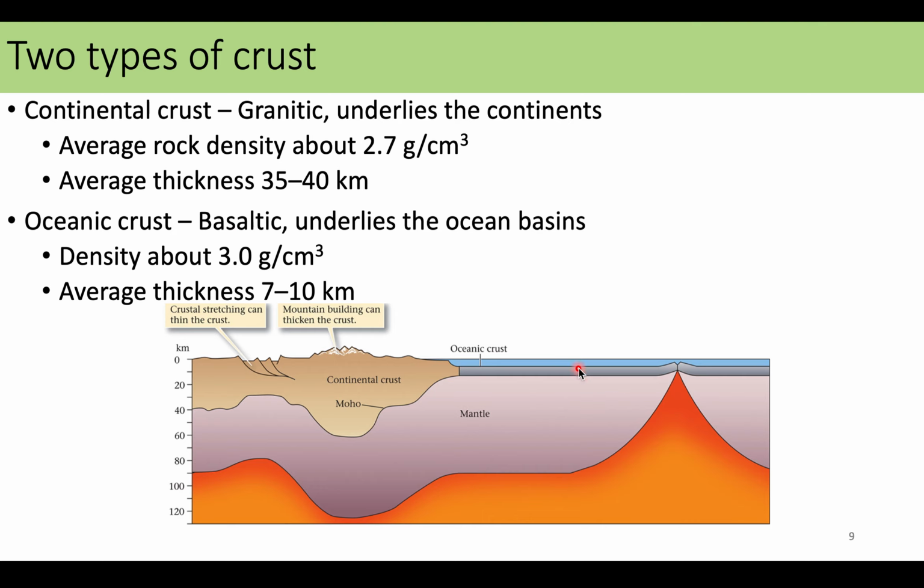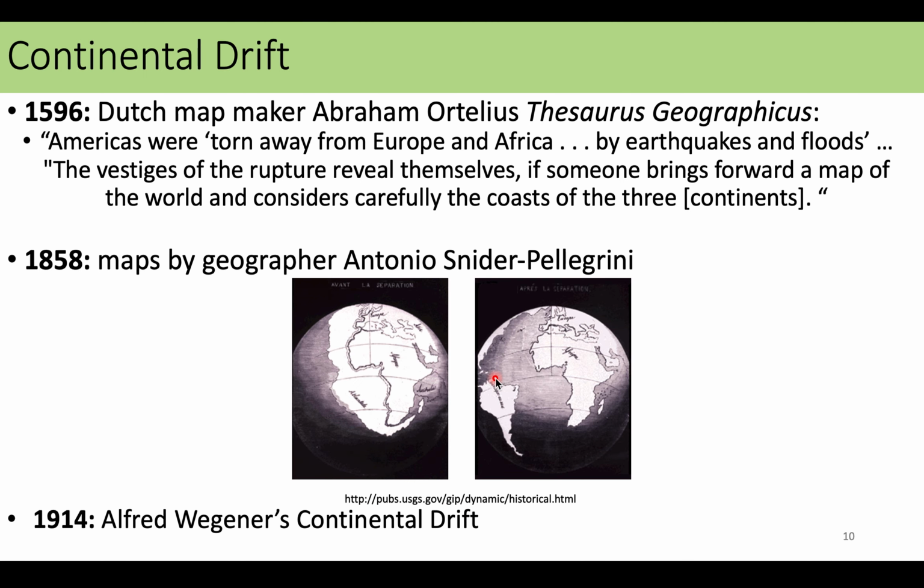It underlies our oceans, so it is underwater for the most part. It is more dense than our continental crust, so the oceanic crust is denser, and the average thickness is about 7 to 10 kilometers, and it's pretty consistent. All oceanic crust doesn't vary much with distance. So our oceanic crust is much thinner and more dense than our continental crust is. So this is going to be important as we start learning about continental drift and the theory of plate tectonics.